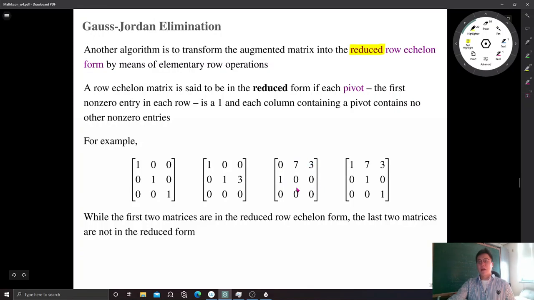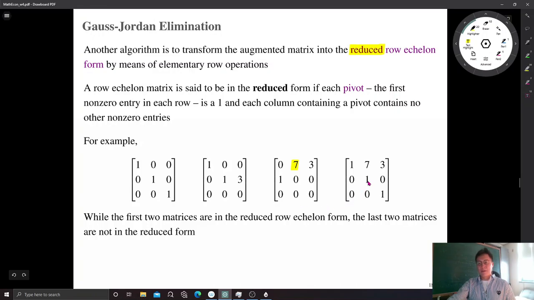So think about the third example here. This matrix is not reduced form because it violates the first condition. The first non-zero number in the first row is not 1. This is going to be the pivot of the first row. Pivot is defined as the first non-zero entry in each row. But the pivot is not number 1, but number 7. So it does not satisfy the first condition, so it's not a reduced form.